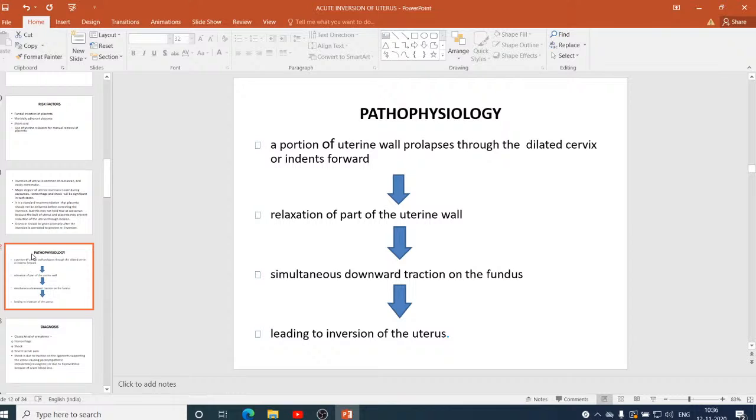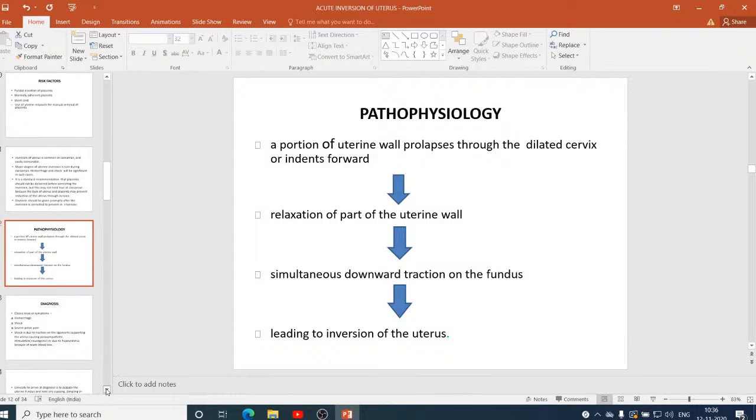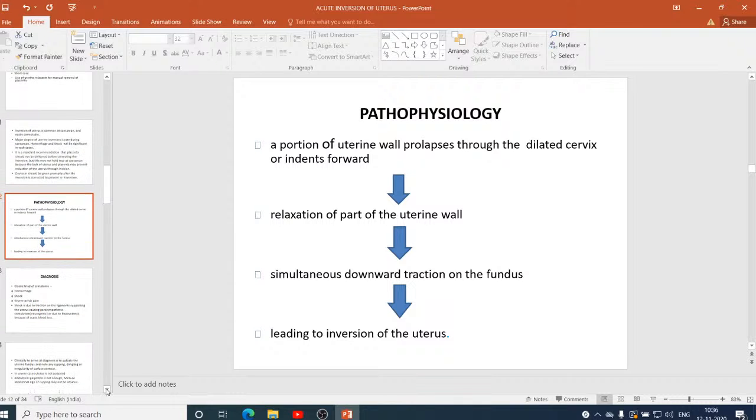In the pathophysiology, when a portion of the uterine wall prolapses through the dilated cervix or indents forward, subsequent relaxation of the uterine wall results in simultaneous downward traction on the fundus, which leads to the inversion of the uterus, protruding outside the vulva. It appears outside the vulva.